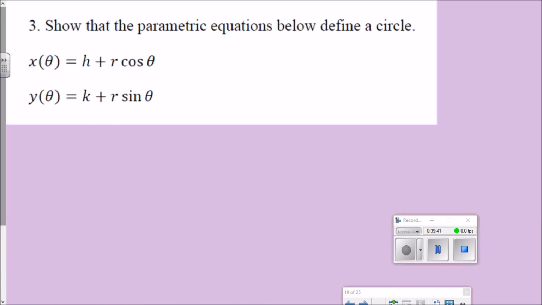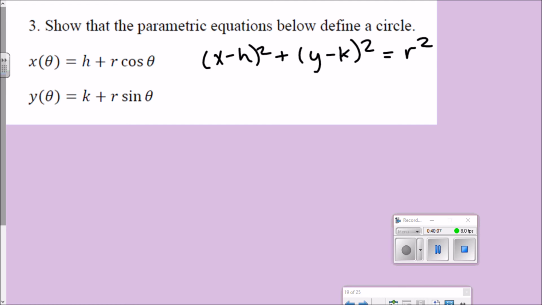All right, last group of problems here. So this says show that the parametric equations below define a circle. So it wants us to show that this is a circle. So what are we headed towards? We're headed to x minus h squared plus y minus k squared is equal to r squared. Hopefully you remember that from your last test, but that's the equation we are headed towards. So I want to make it look like that.